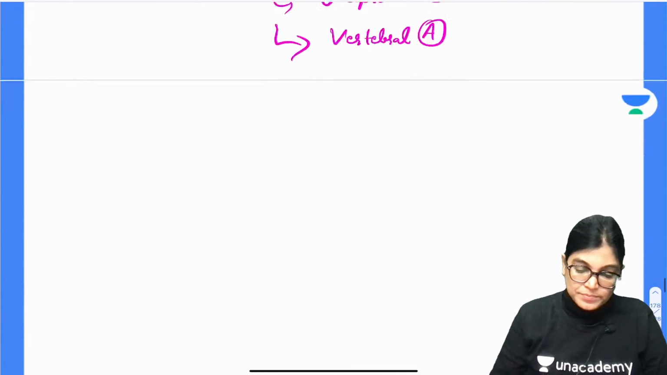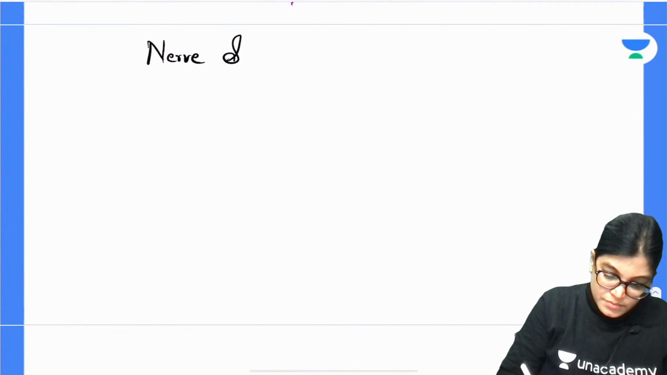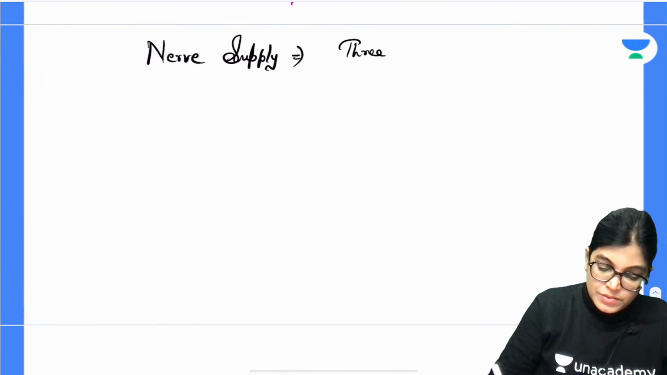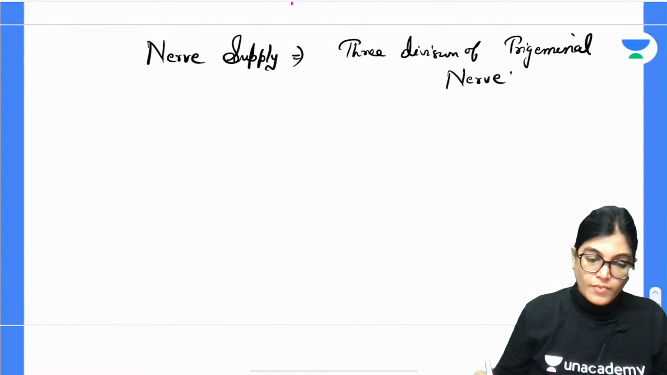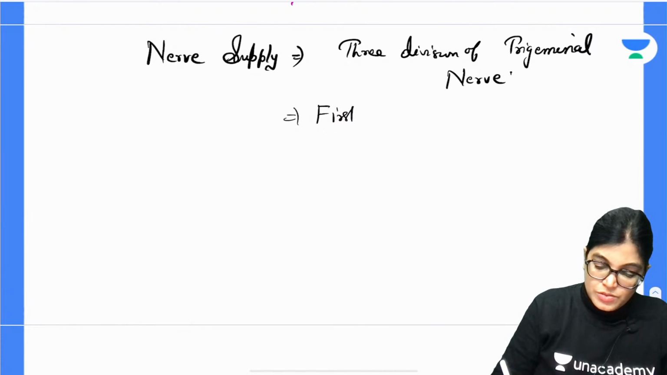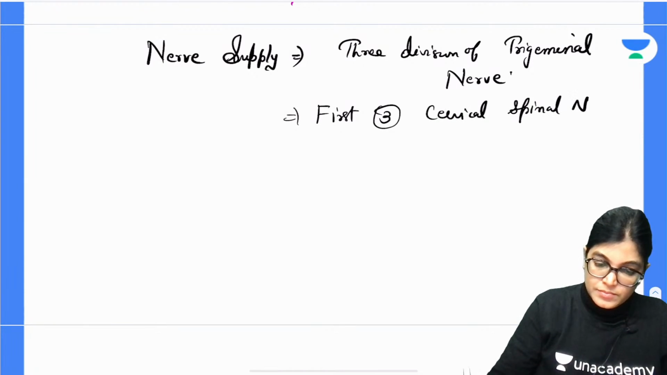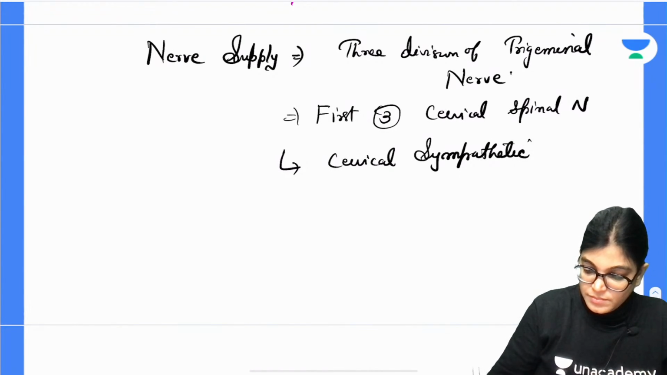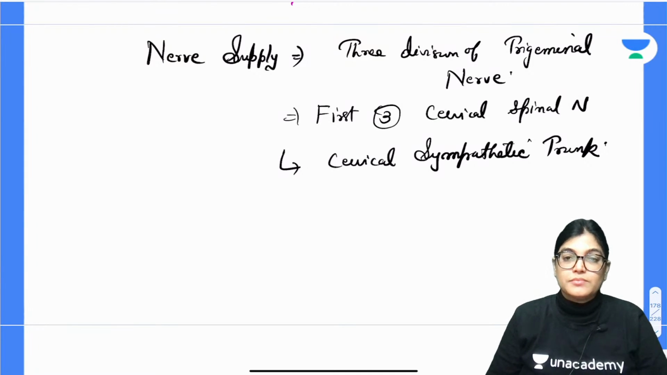Let's talk about the nerve supply. Three divisions of the trigeminal nerve, first three cervical spinal nerves, and the cervical sympathetic trunk.